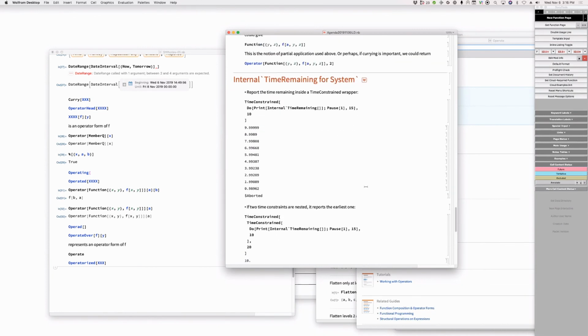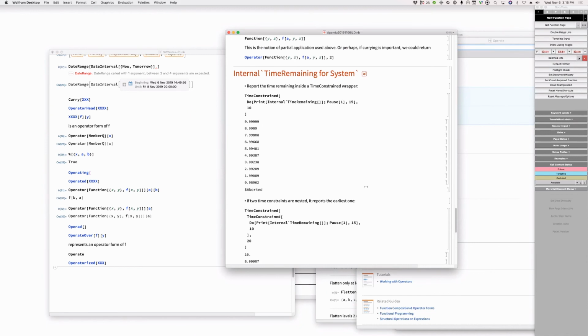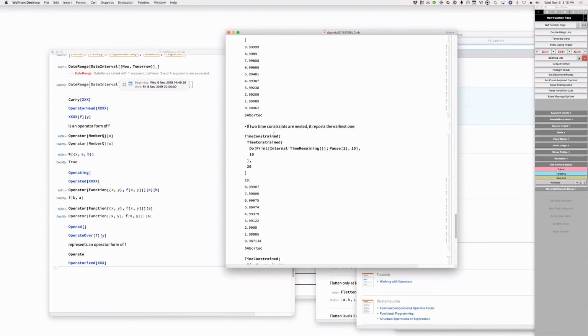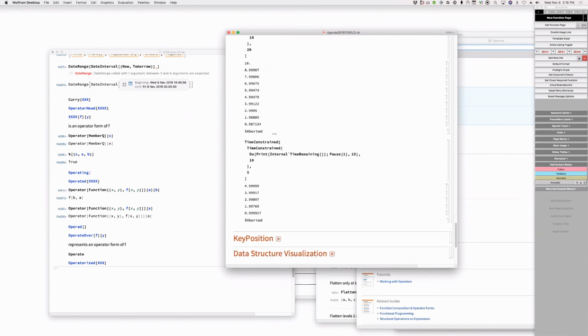Okay, let's talk about time remaining. Yes, so this is something that we already have in internal context. We do? It's part of the pause system, or part of the time constraint. Yes, and it seems to work pretty well. For example, when you have some of them nested, it's able to realize which one is going to end sooner. Which is quite interesting. That is interesting. This looks good.